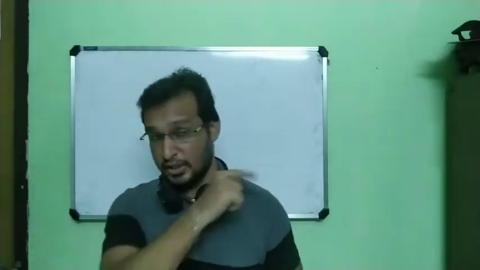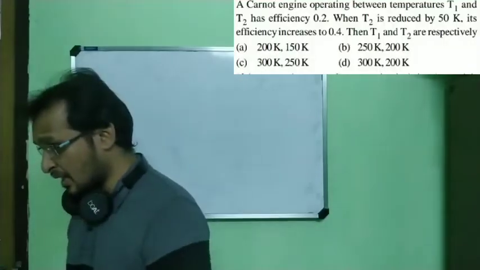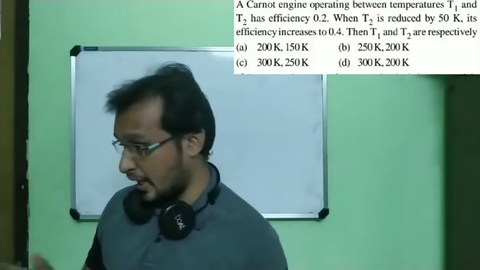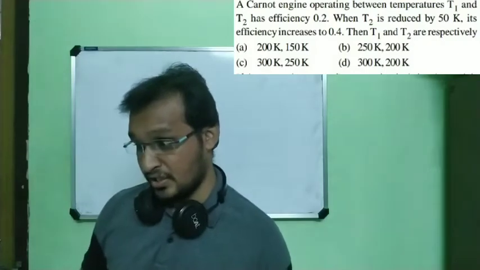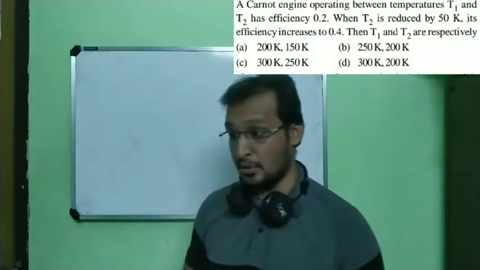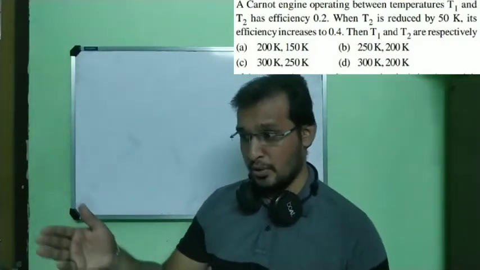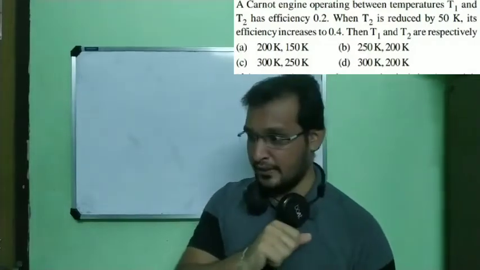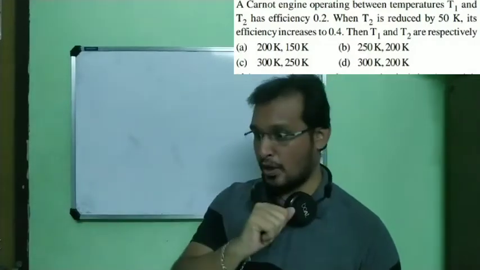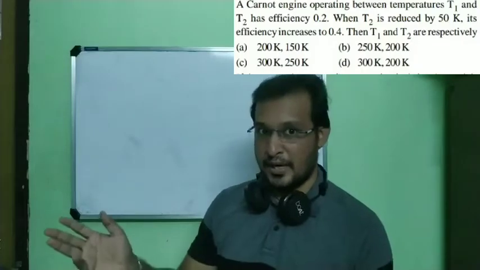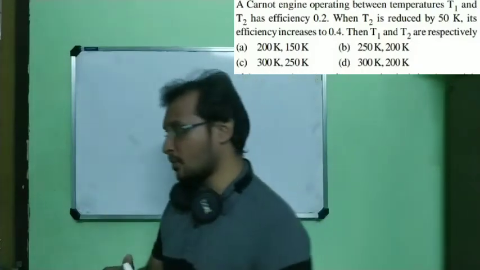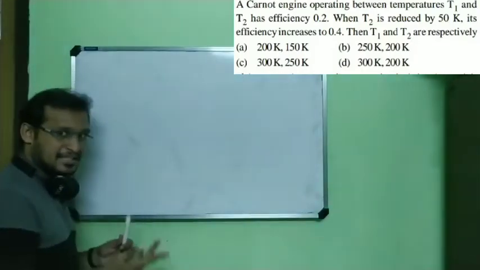Okay, I'm going to the second question. What is the second question? Just read the question. Similar to the previous question, a Carnot engine operating between temperatures T1 and T2 has an efficiency of 0.2. So initially efficiency is 0.2. Here T2 is reduced by 50 Kelvin. Efficiency increases to 0.4. What are T1 and T2? That is the question. Okay, listen. This is an example just like the previous question.